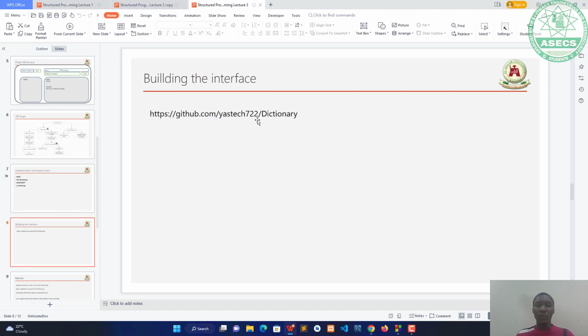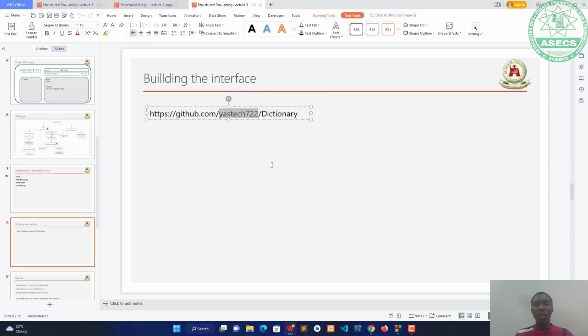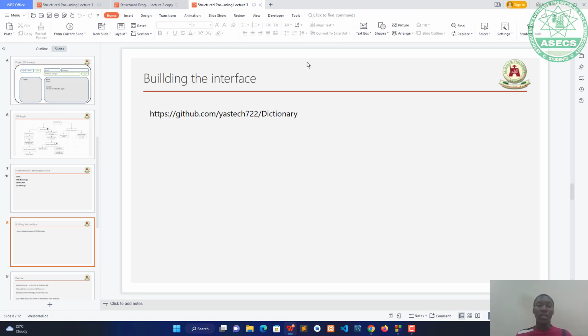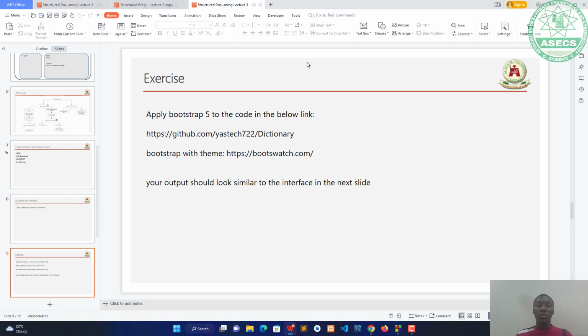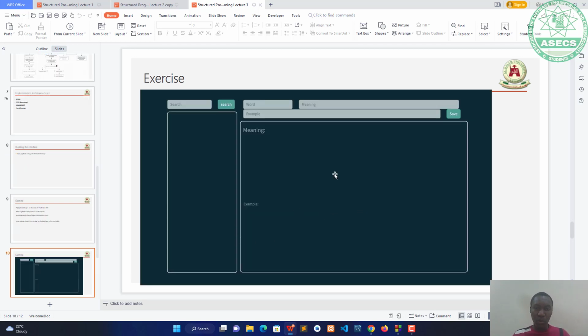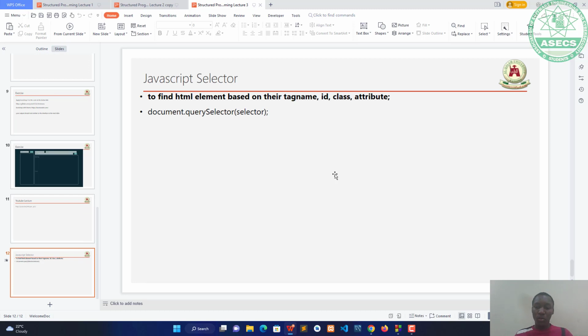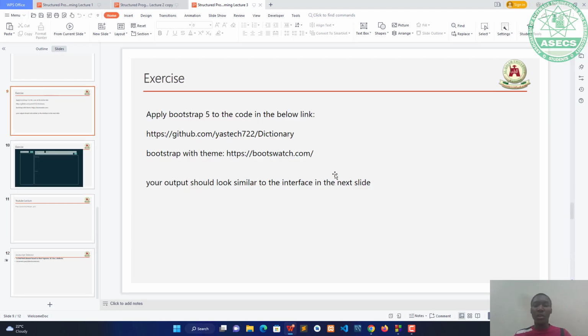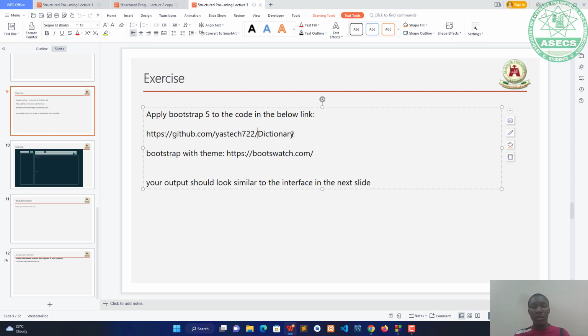So, building the interface. In this GitHub repo there is a dictionary where you can clone it and work on it. So the exercise says: apply Bootstrap 5 to the code in the link below. Bootstrap with theme, your output should look similar to the interface shown. I will solve this exercise and that will be the end of this lecture. So let me just highlight this link.